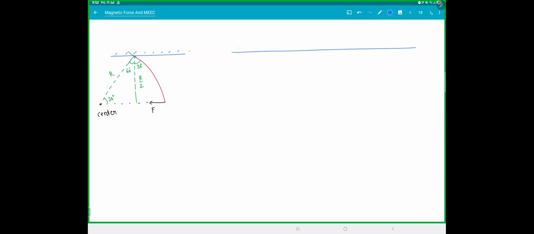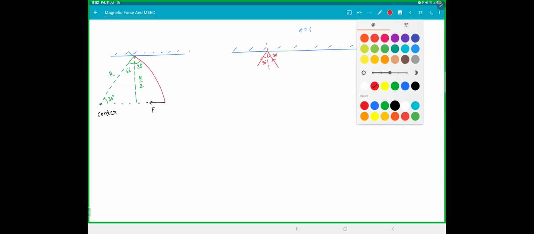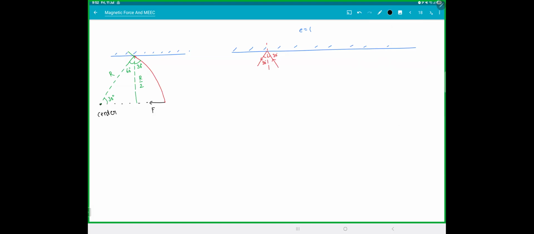So now when you try to draw the path, and we know it's a perfectly elastic collision, an oblique collision it is. So whenever you hit at an angle of 30, you'll bounce with what angle? 30 on the other side. If that is 30, now again, V cross B, if you see, the force direction will be something like this. This will be your center.